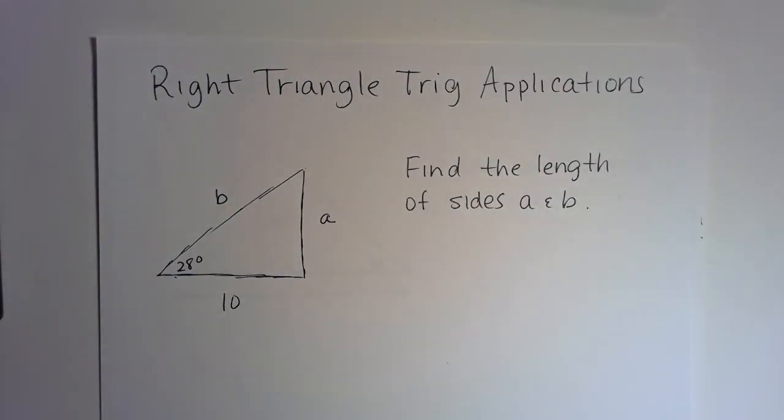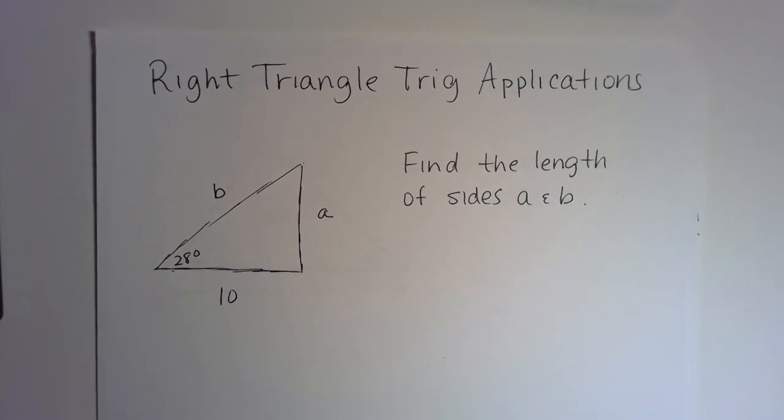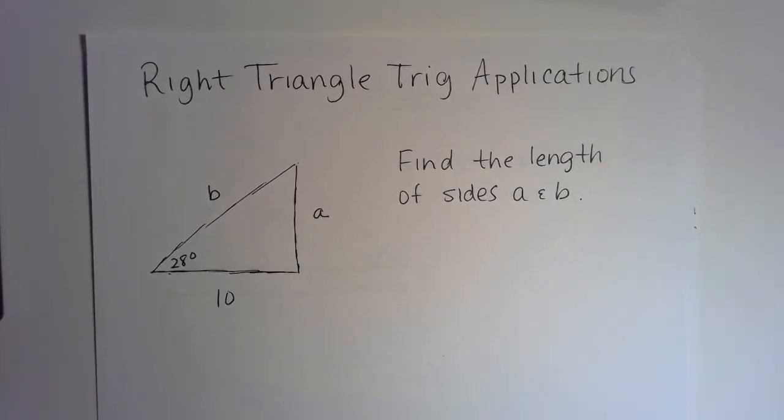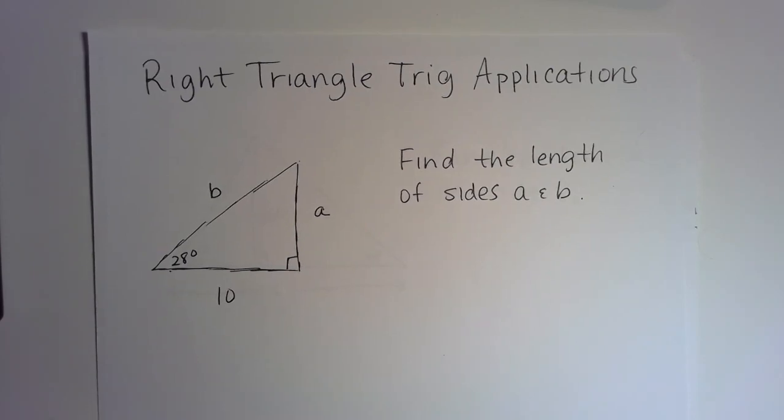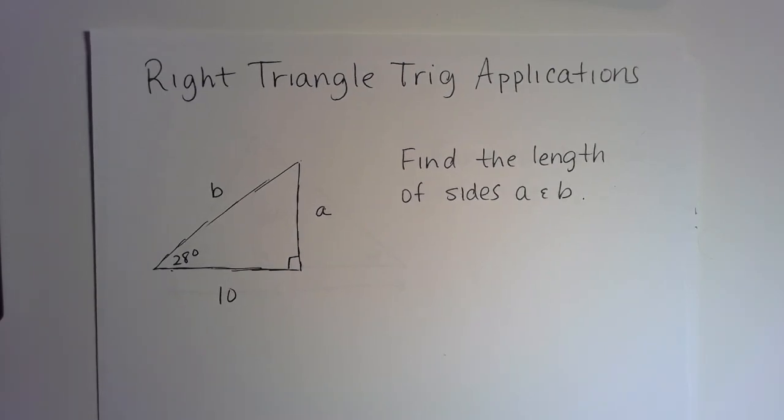So today we are going to talk about applications of right triangle trigonometry. And so we're just going to dive right in with an example here. We're going to try to find the length of sides A and B. And of course, this must be a right triangle for us to use our right triangle trig applications. Okay, so we need to find A and B.